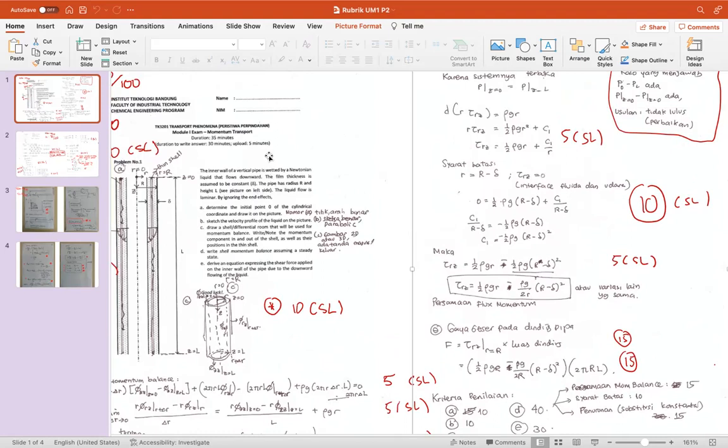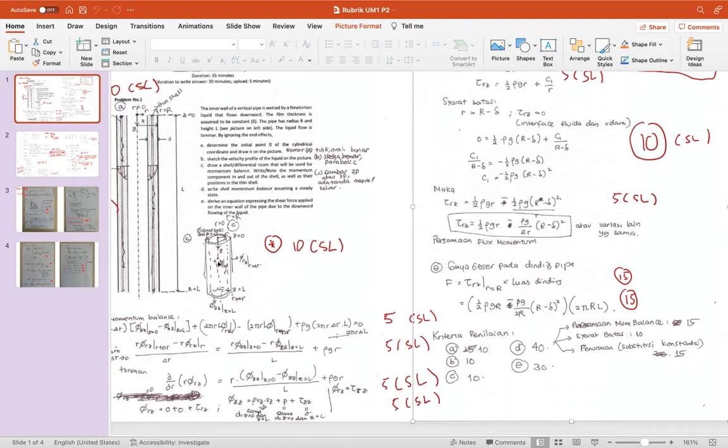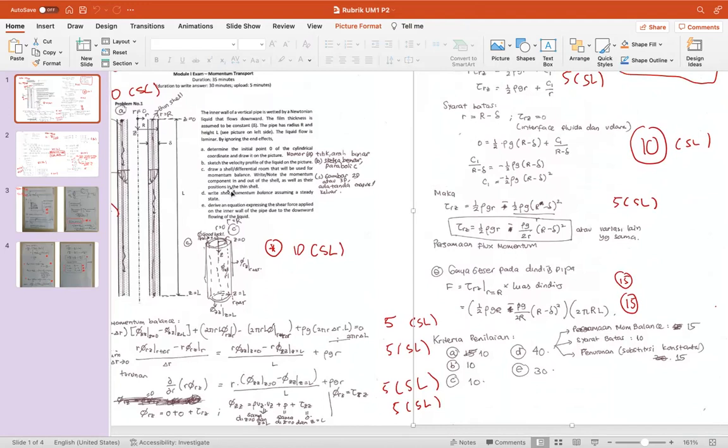Okay, any question? For question C, do we have to draw it in 3D or in 2D? Is it enough? This one, that's fine. 2-dimension or 3-dimension is fine, as long as you get all the directions right. All right, Ibu, thank you. Okay, any other questions?